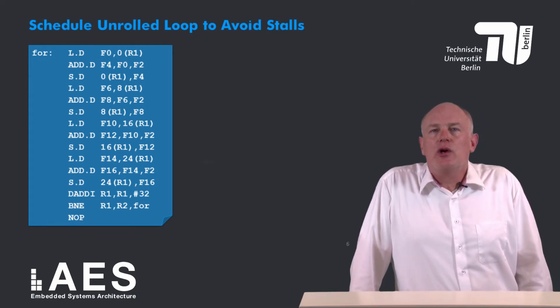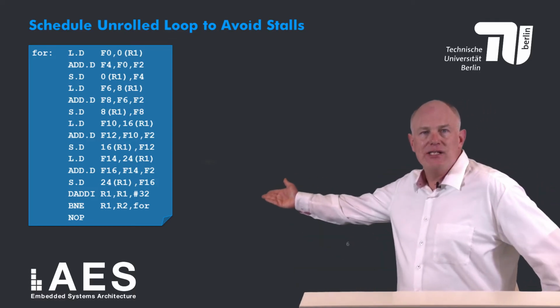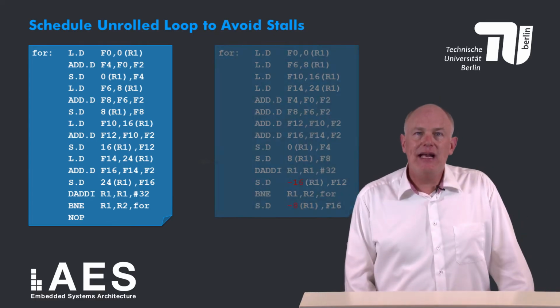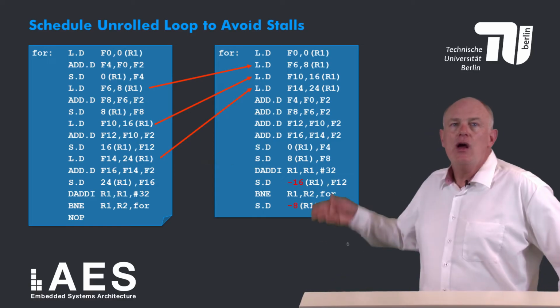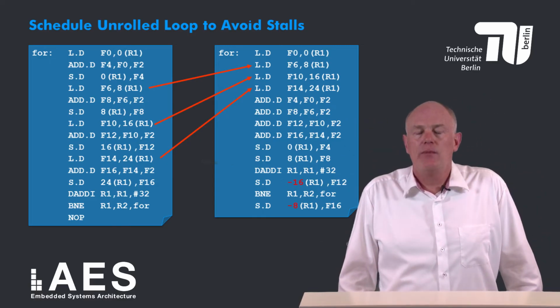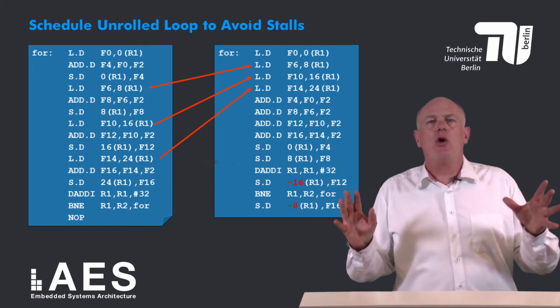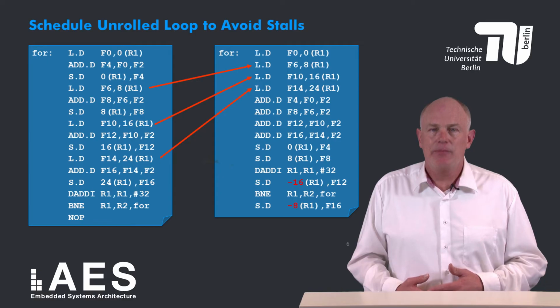Now I show how the code should be scheduled to eliminate all stalls. Here's again the unrolled loop after register renaming, and here's how the loop should be scheduled to avoid all stalls. First, at the top, we execute all loads. This is possible because all loads write to a different register thanks to register renaming.